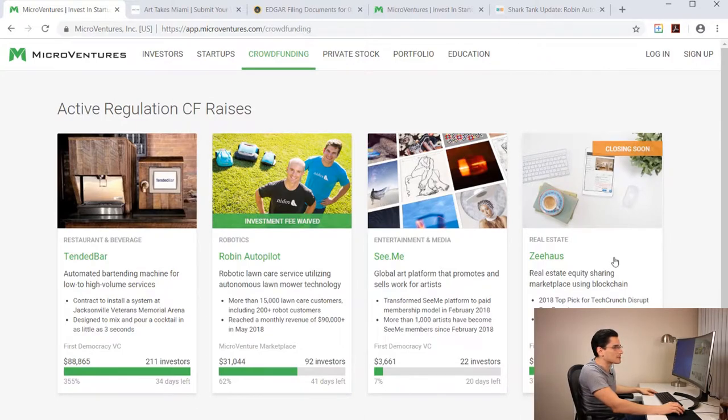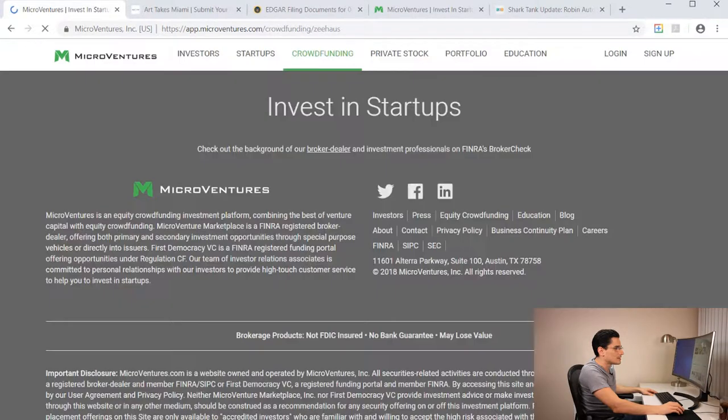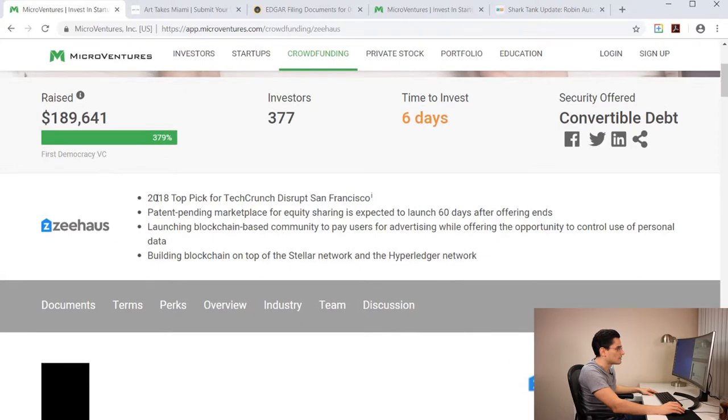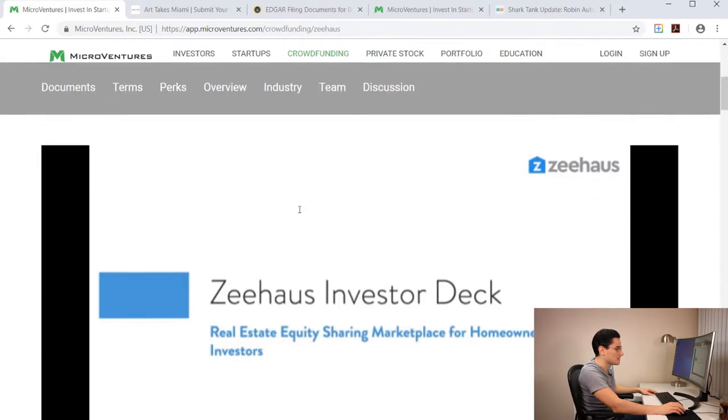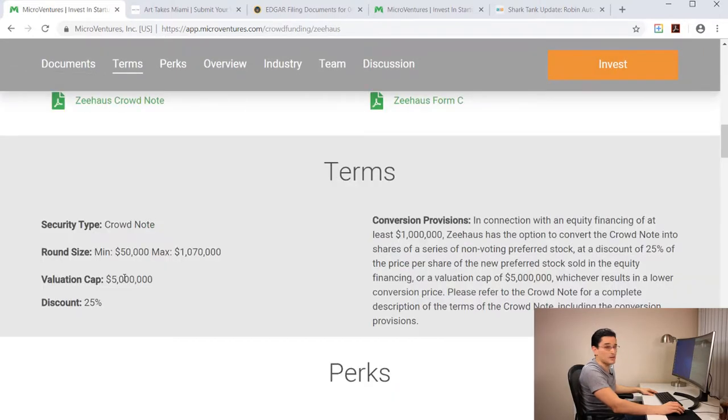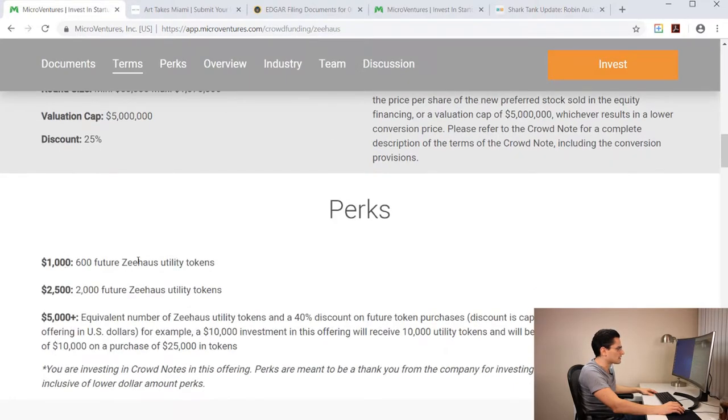Let's move over to Z House. Closing soon. They've got $189,000 already, so there's only 6 days to invest. Again, bullet points are stellar. Patent pending marketplace. They're patenting stuff, so they're serious. These guys are not playing around. They're valuing their company at $5 million, and they're selling some kind of utility token. So good luck trying to figure out what that is.